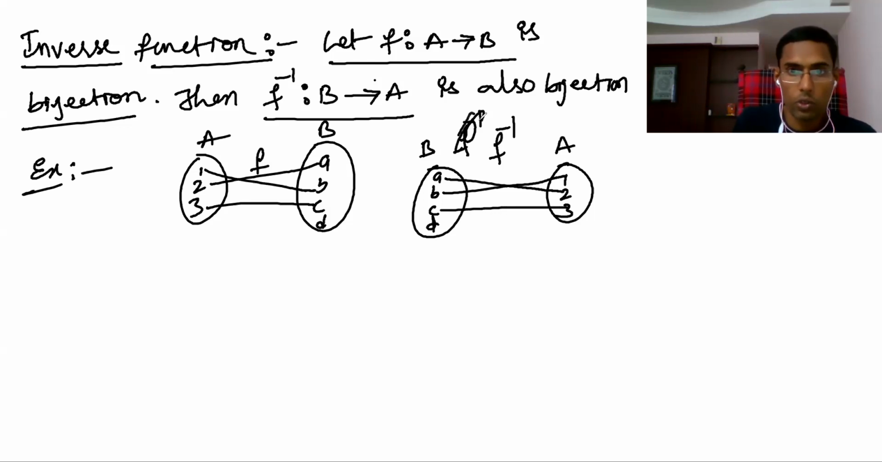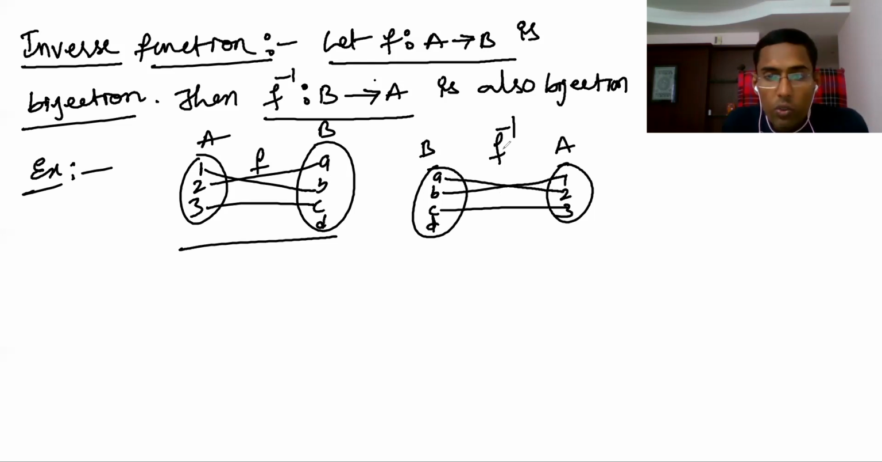You got this point? If you see here, this is a function. f is a function from A to B because every element has only one image. 1 has only one image, 2 has only one image, 3 has only one image. Therefore f is a function from A to B. But f inverse is not a function from B to A. Why? What is the condition here? f has to be a bijection so that f inverse becomes a function. If f is a bijection, then f inverse becomes a function.